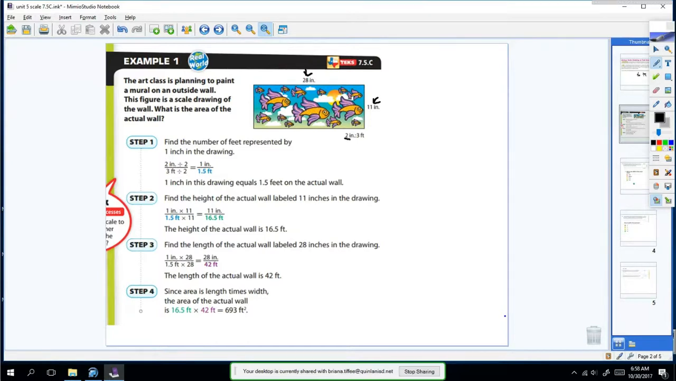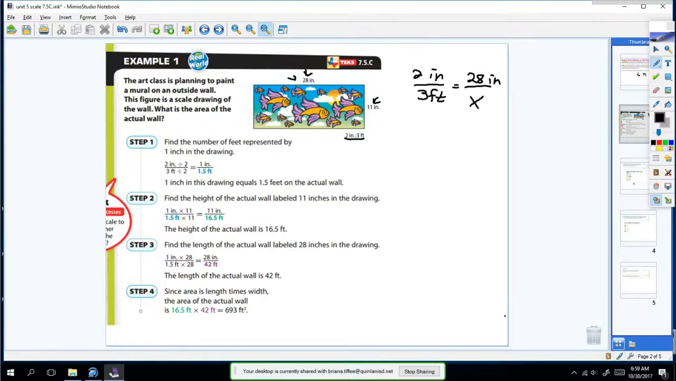Well, right here is my ratio. They say for every 2 inches, it is 3 feet. So what we're going to do is use this ratio and create a proportion using our sides. The first one I'm going to change is 28 inches. 28 inches will go on top because it's inches versus inches, and x will go on the bottom.